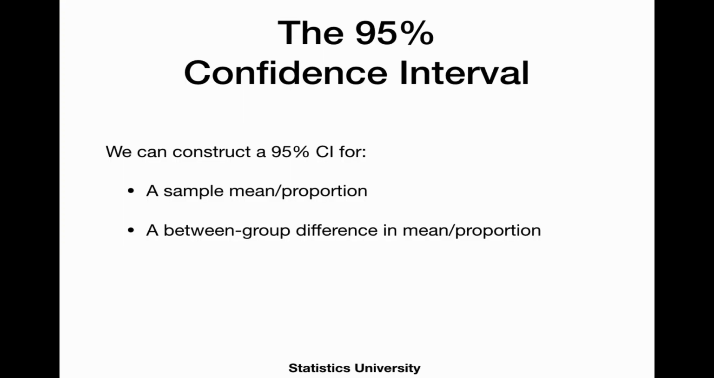All right, moving on to 95% confidence intervals. When we construct a 95% confidence interval, we usually do it for either a single sample mean or proportion, or a between group difference in means and proportions. And that 95% confidence interval gives us an idea about how well our estimate is approximating the population value.